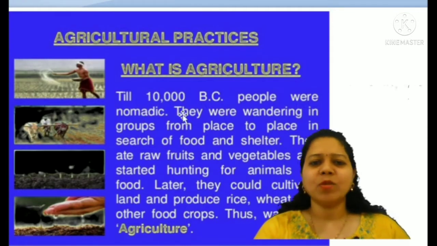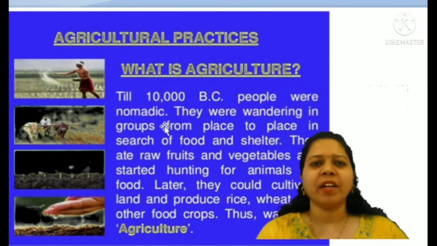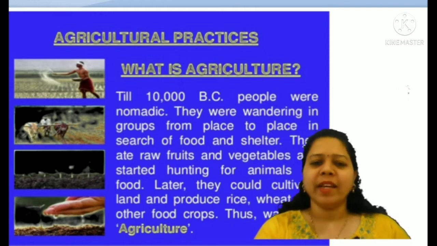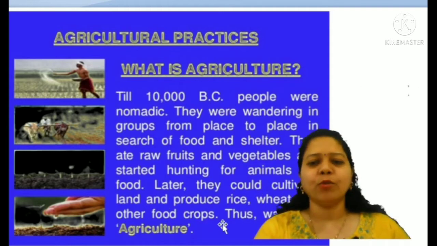Now till 10,000 BC people were nomadic. Nomadic means they were wandering here and there for their basic needs. They were wandering in groups from place to place in search of food and shelter. They ate raw fruits and vegetables and started hunting animals for food. Later they could cultivate land and produce rice, wheat and other food crops.